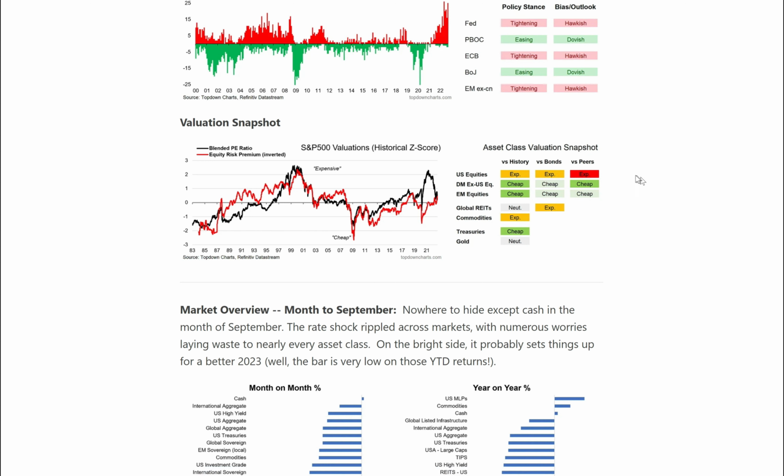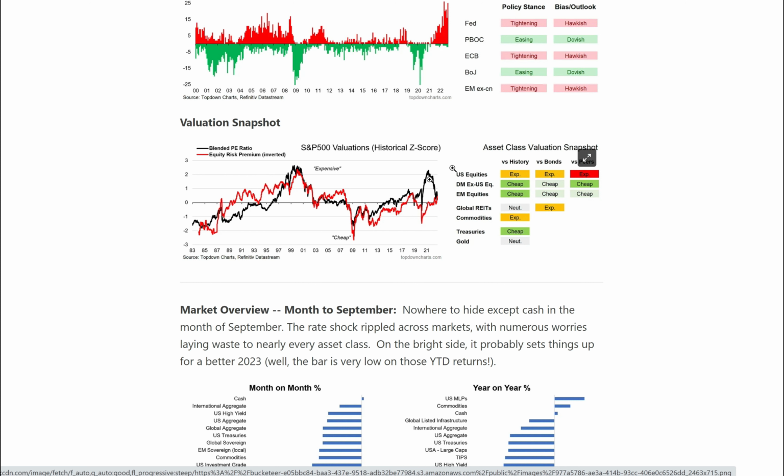Again, I've created a companion table which shows you an assessment of valuations across US equities, developed equities, emerging markets, REITs, commodities, treasuries, and gold, showing it versus history.